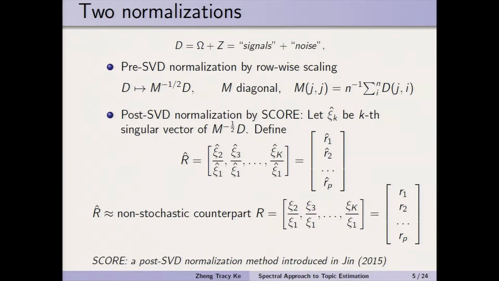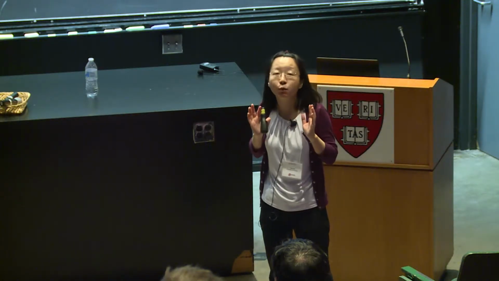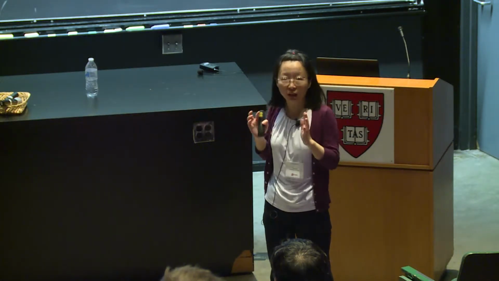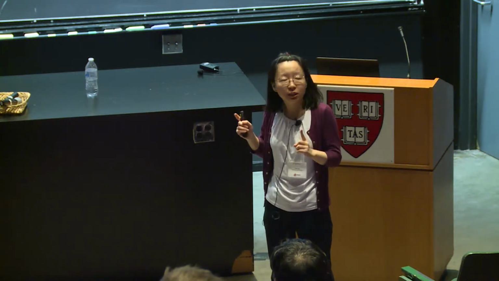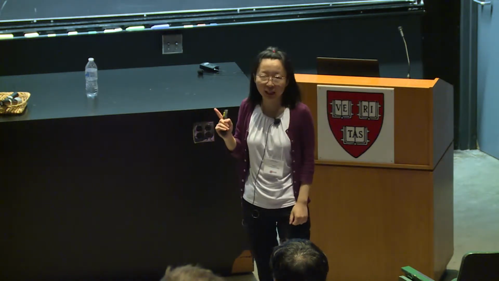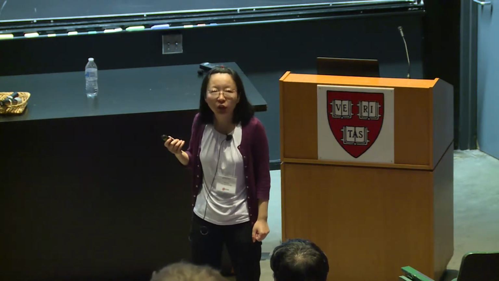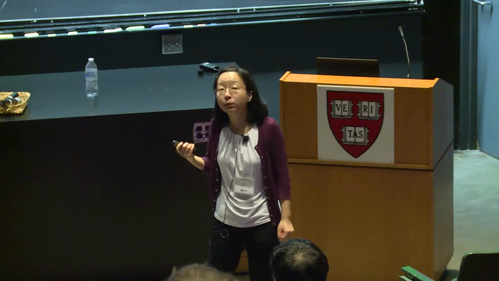By the Perron-Frobenius theorem in linear algebra, all the entries of psi 1 hat are non-zero, so this is well defined. And this resulting matrix is still a tall and skinny matrix with k minus 1 columns. In the remaining steps of our method, I'm going to use this matrix R hat to estimate A. Under mild regularity conditions, R hat is very close to its non-stochastic counterpart R.